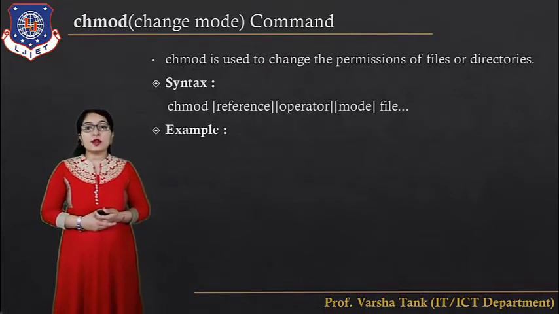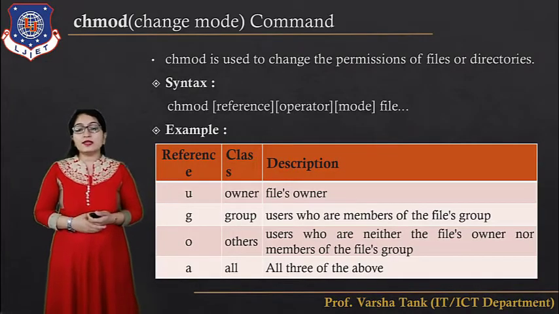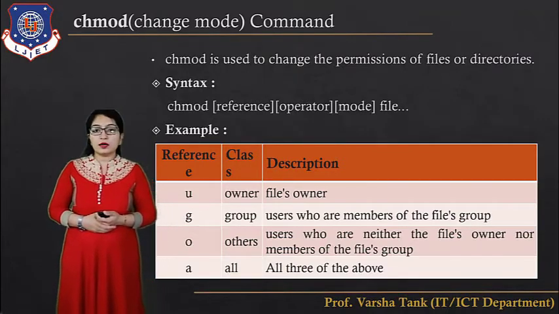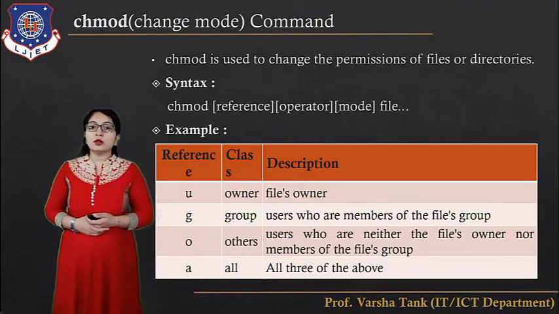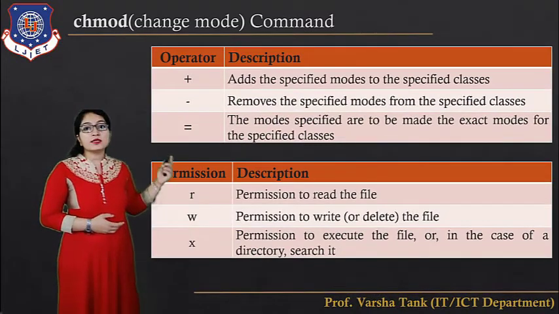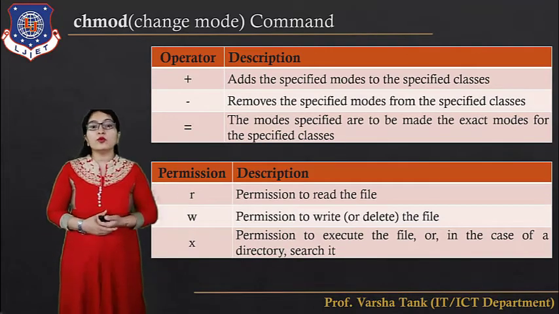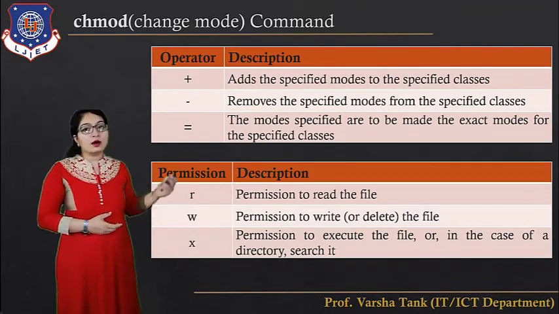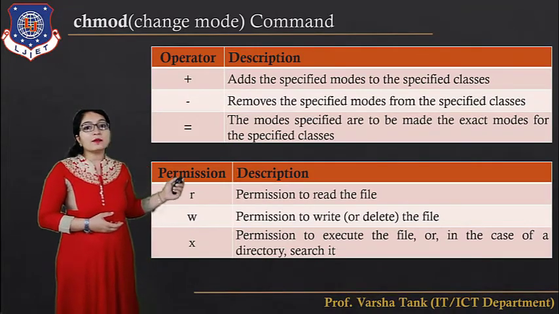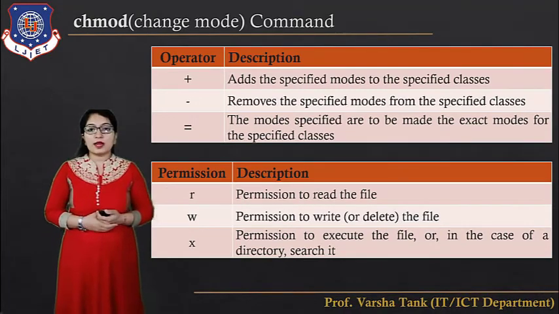The syntax is chmod, reference, operator, mode, and file. Here u is the owner, that is the file's owner. G is the group, the users who are members of the file's group. O means others, and a means all three of the above. The operators are plus, minus, and equals. Plus adds the specified mode to the specified class. Minus removes the specified mode from the specified class. Equals means the specified modes are made the exact mode for the specified classes.